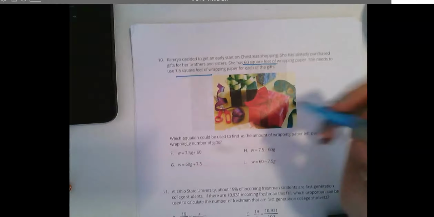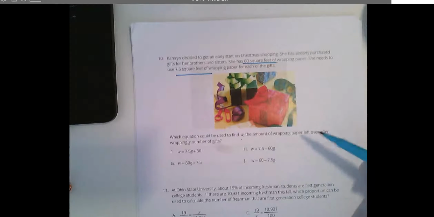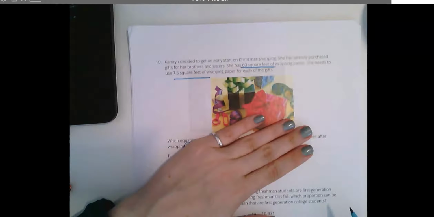Cameron decided to get an early start on Christmas shopping. She's already purchased gifts for her brothers and sisters. She has 60 square feet of wrapping paper. She needs to use 7.5 square feet of wrapping paper for each of the gifts. Which equation could be used to find W, the amount of wrapping paper left over after wrapping G number of gifts? Let's think it through.